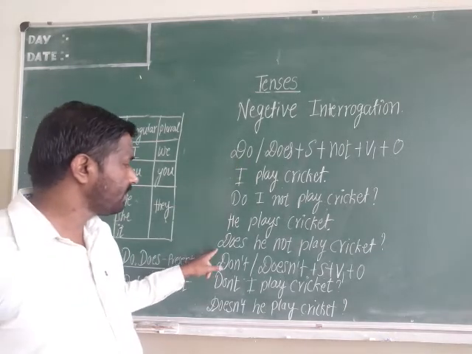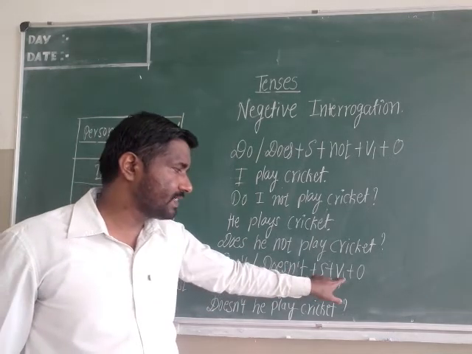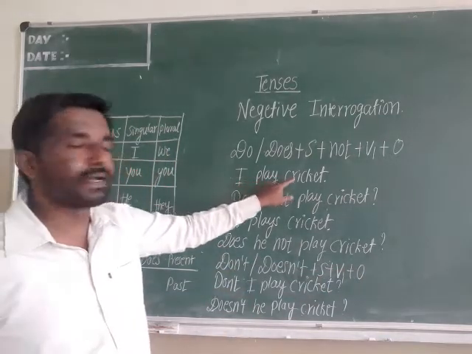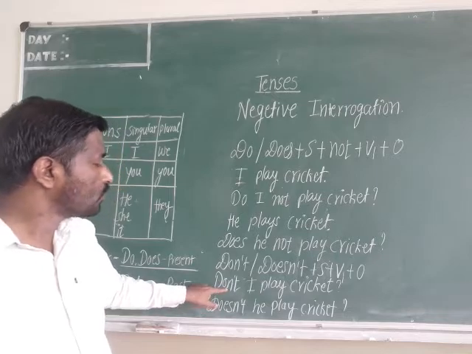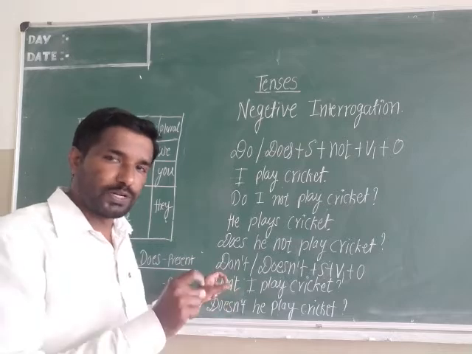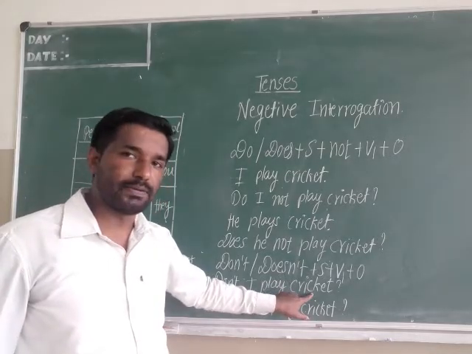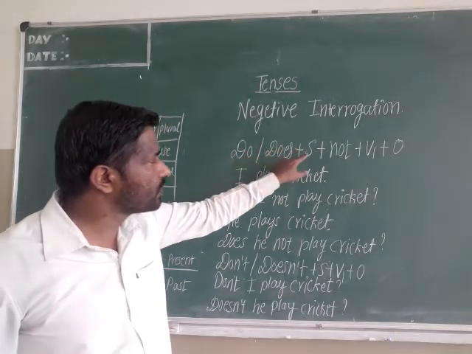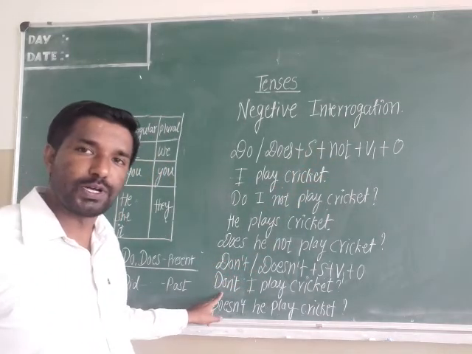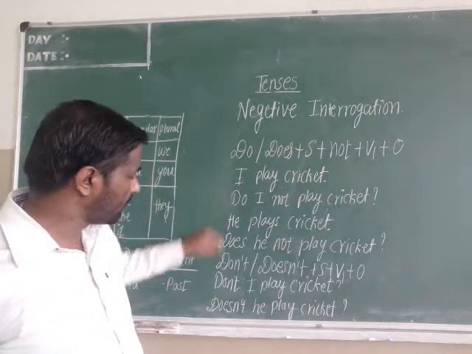Another structure is there, that is what? Don't or doesn't plus subject plus V1 form plus object. For example, I play cricket. It becomes what? Don't I play cricket? Here directly you are using what? Do not. That one you are taking together and you are using don't. Okay. Don't I play cricket? Here in the first structure, after do you have used subject, after that you have used not. But here directly you are using don't. After that you are using subject. Don't I play cricket?